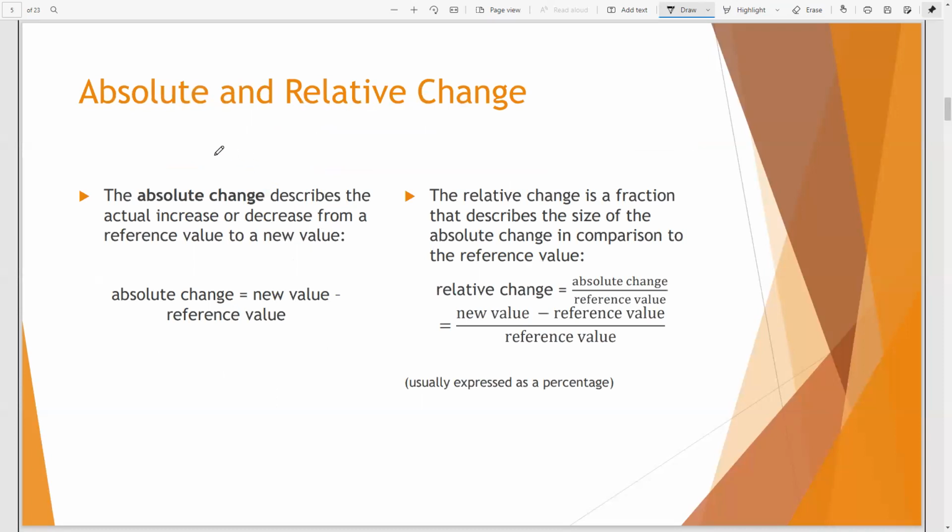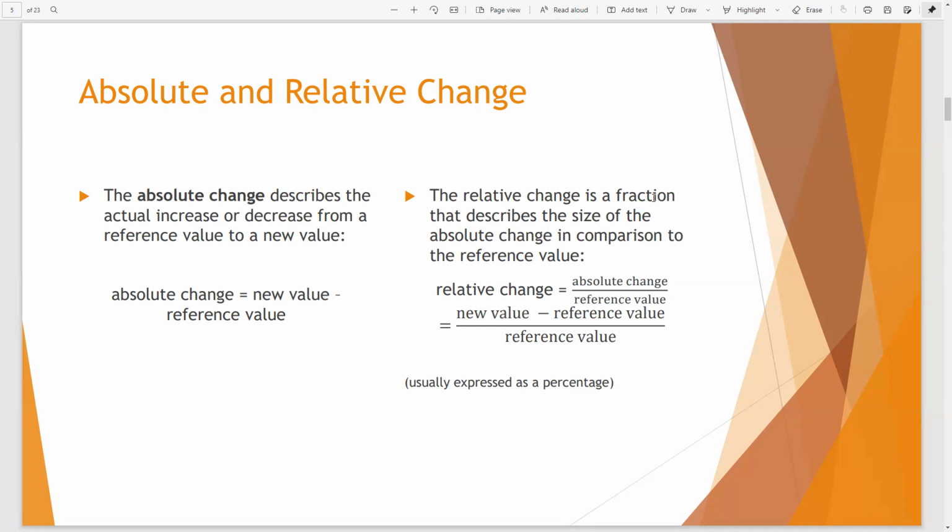For percent, another application we can look at is absolute and relative change. The absolute change describes the actual increase or decrease from a reference value to a new value. So you have an old value and a new value, and the change from the reference to the new is your absolute change. Logically, absolute change will be the new value minus the reference value.